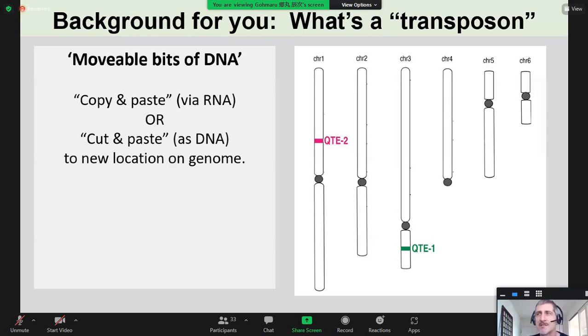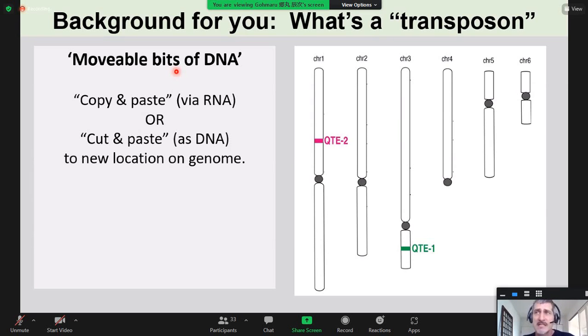So transposons are basically short pieces of DNA that can jump around the genome. Usually these are bad, right? You have DNA bits randomly jumping around the genome. It can create lots of problems. So usually the organism has a way to protect against transposons.